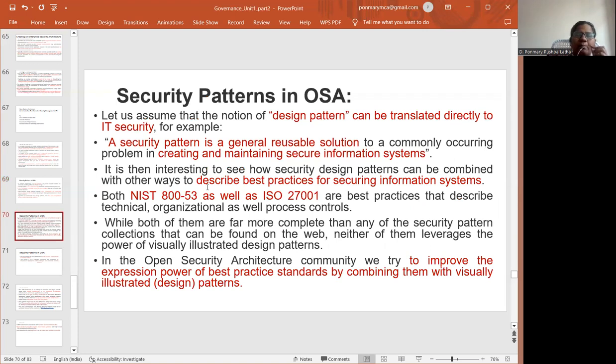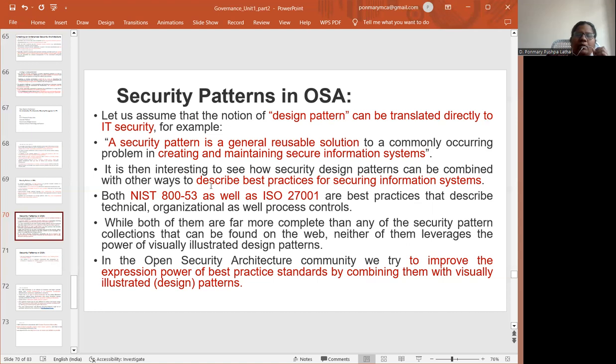So the security patterns in OSA. We just have design patterns, and it is translated directly to the security patterns. So we just have a design view about the security, the best practices we are following for security maintenance. Even in all the design patterns, we are going to use the best one.